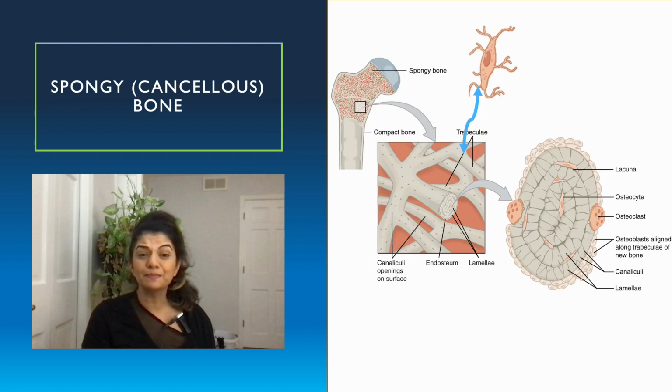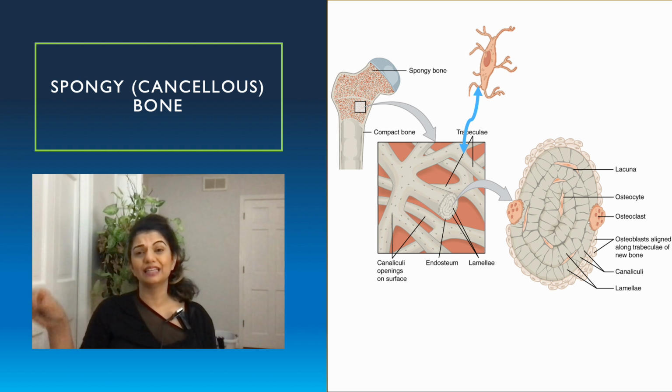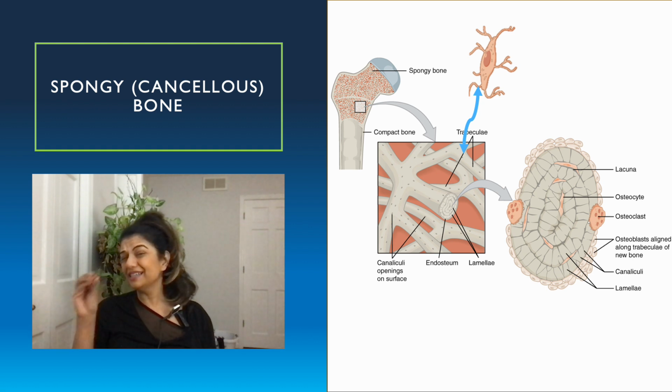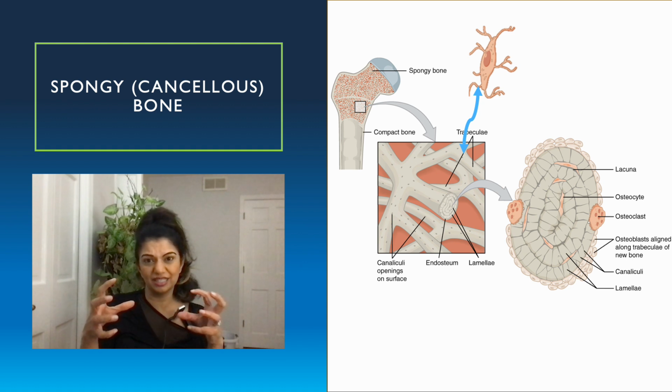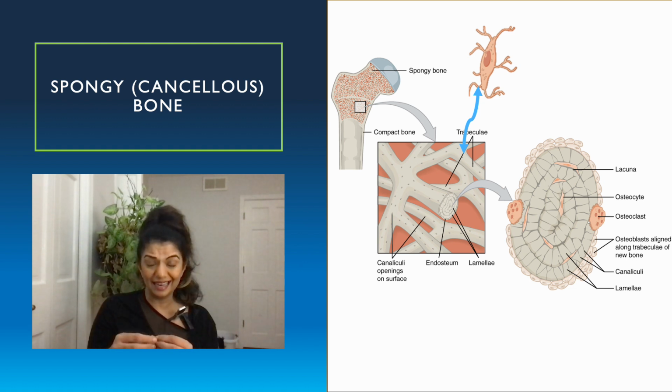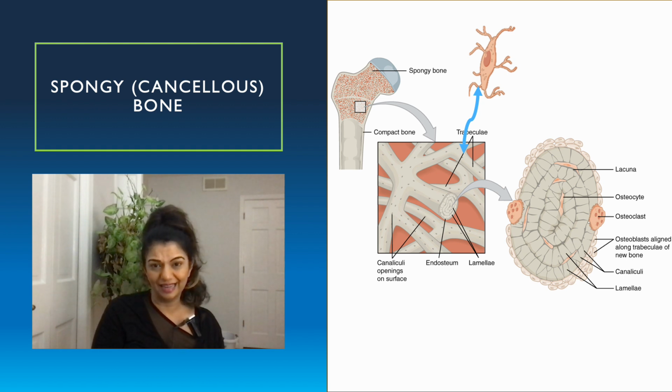Okay, it's time for spongy bone. This is the cancellous bone, which contains osteocytes also, but they are housed in lacunae that are not arranged in those very neat structured concentric circles. Instead, the lacunae and osteocytes are found in a lattice type network of matrix spikes called trabeculae. So that's the big distinction here.